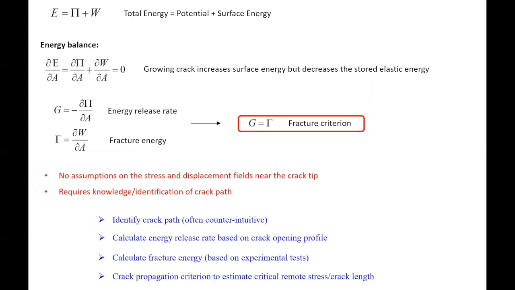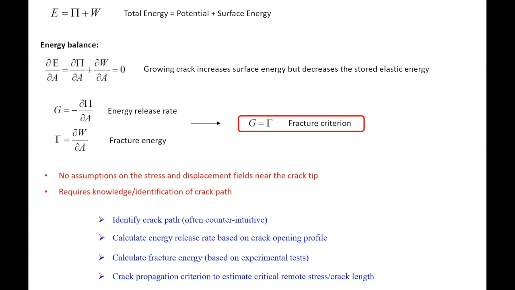So the framework I'm presenting has 4 steps. One is to identify the crack path, which sometimes might not be what you expect from classical monolithic solid mechanics. Two, calculate the energy release rate. We'll see how we do that. Three, measure the fracture energy from experiments. And four, use the criterion to estimate the critical crack length or the critical microscopic stress, and then combine all of them together.